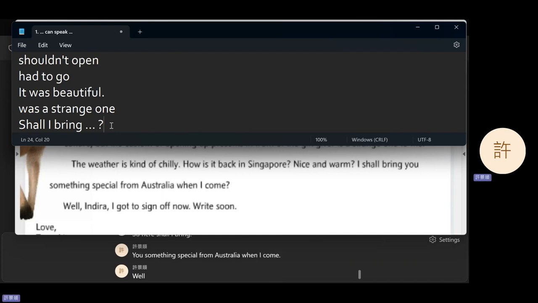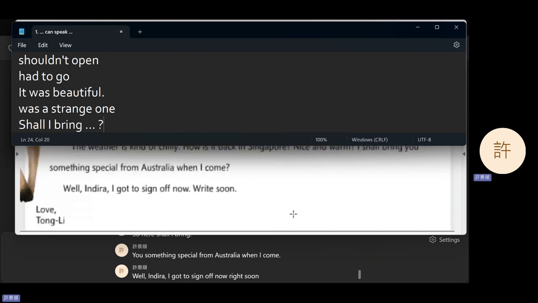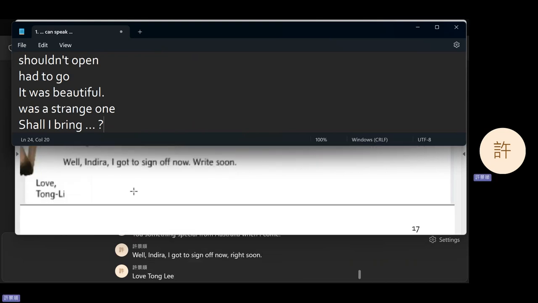Well, Indira, I got to sign off now, right soon. Love, Tong Li. Right, sorry, letter from Tong Li to Indira. Sign off just means to log off, 登出. Here it means to end the letter.